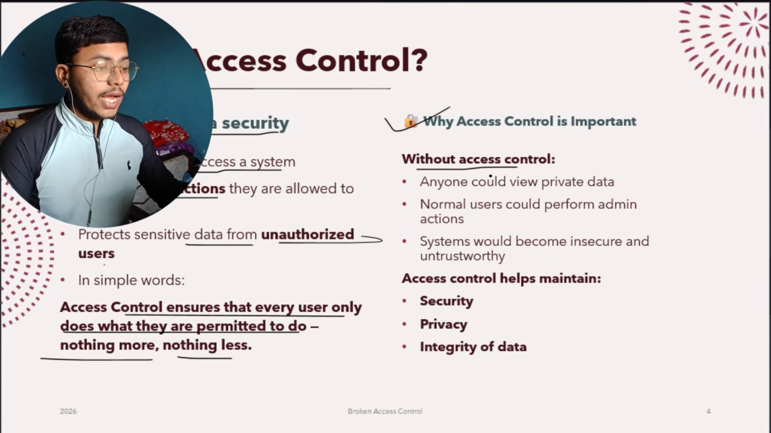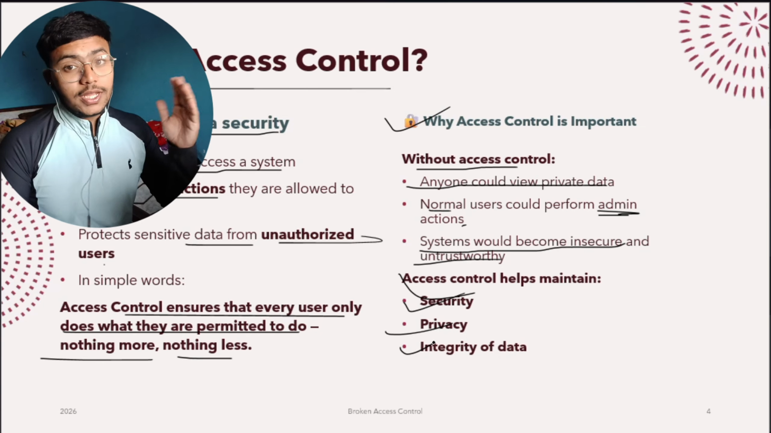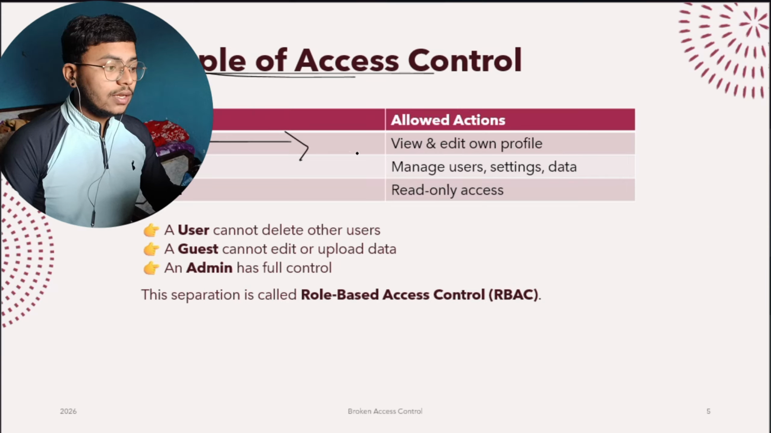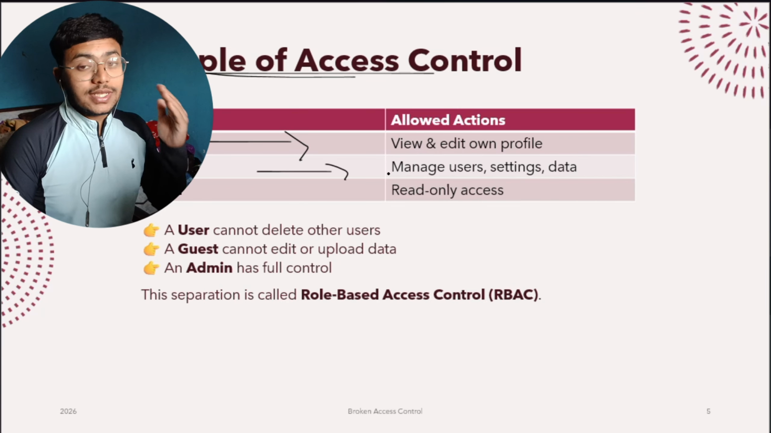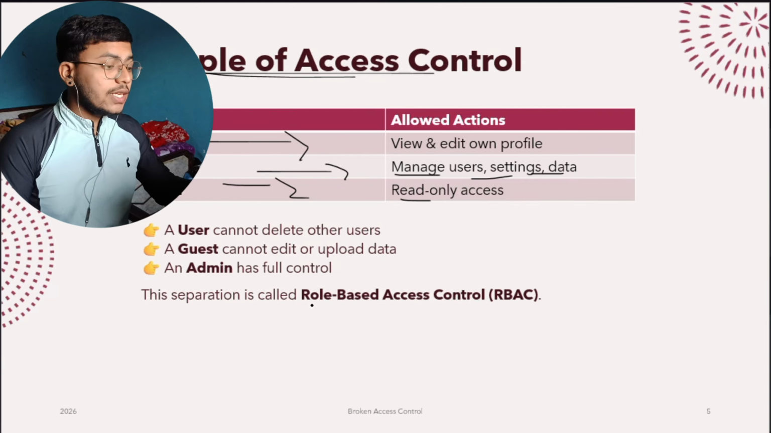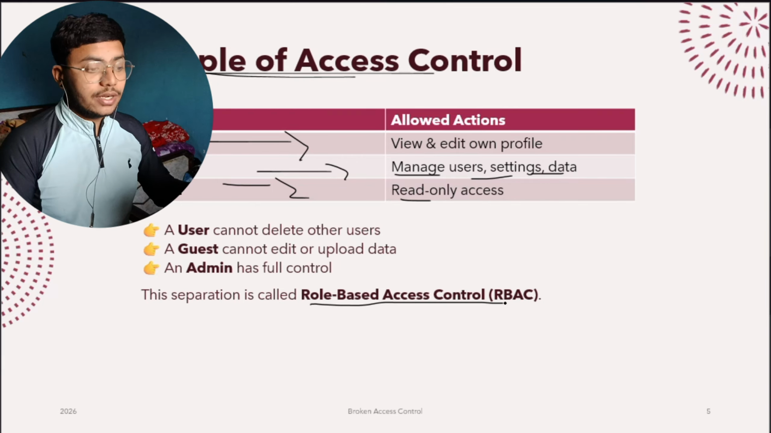Without access control, anyone could view private data, normal users could perform admin actions, and the system could become insecure and unauthorized. Access control helps maintain security, privacy and integrity of data. Here are some examples of access control. Users can only view or edit their own profile. Admins can manage users, settings or data. Guests can only read. This separation is called role-based access control.